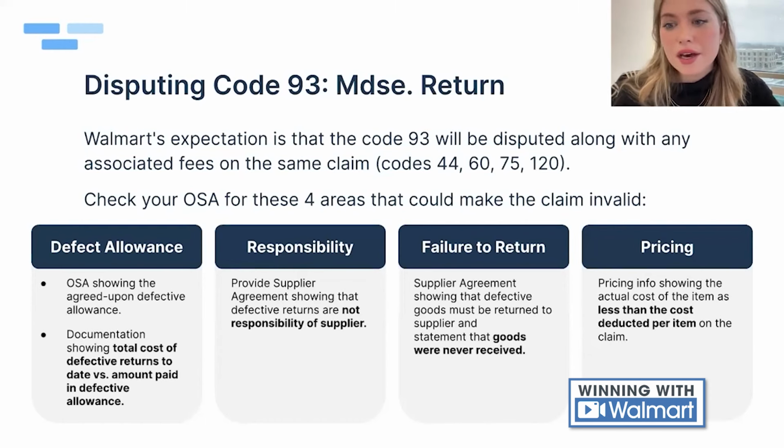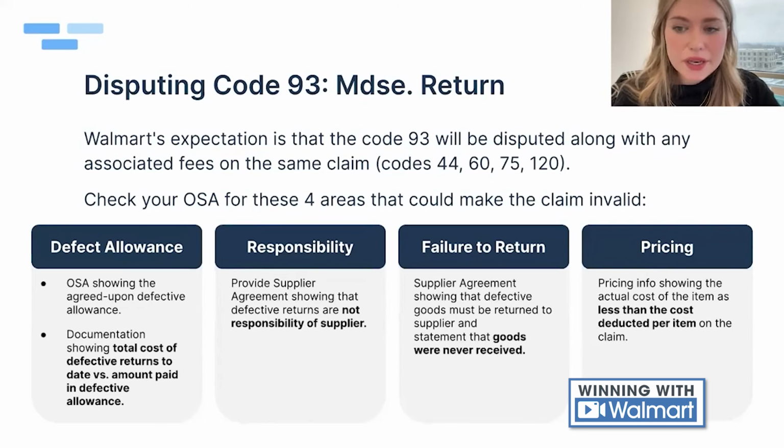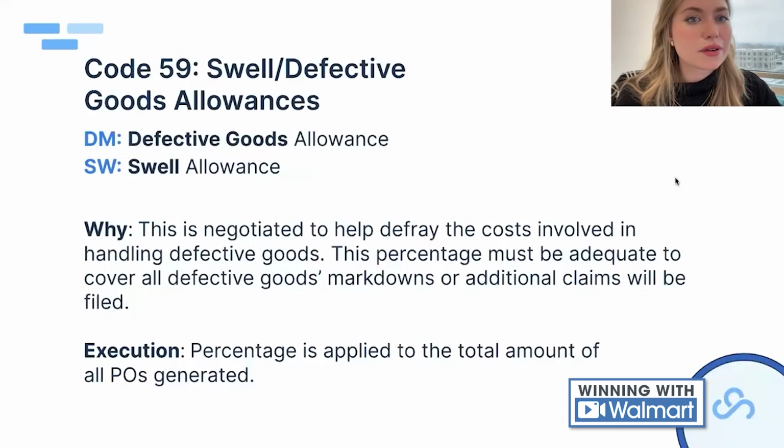And then lastly, you're going to want to look at pricing. Your pricing info showing that the actual cost of the item was less than the cost deducted per item on the claim. I feel like that's pretty self-explanatory. If they're taking more money than they actually paid you for it, then you can go and dispute that. Okay, hopefully that cleared that up for everyone.